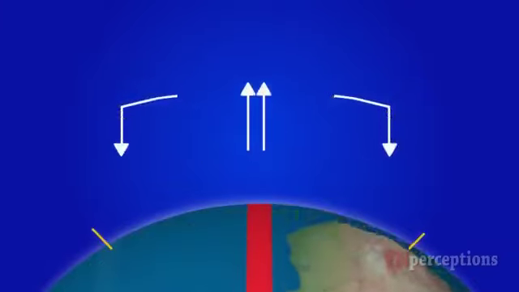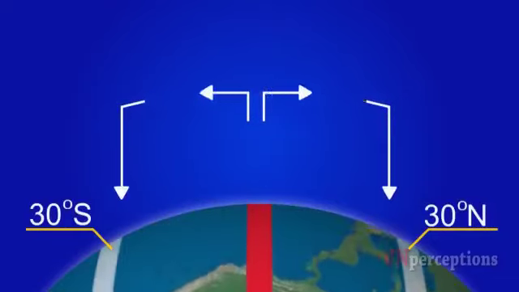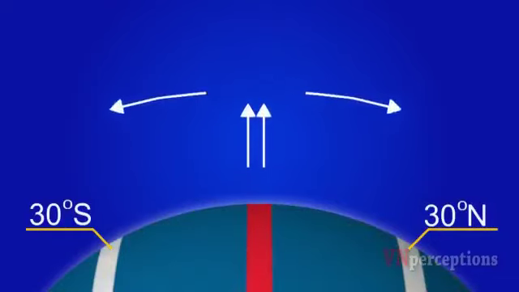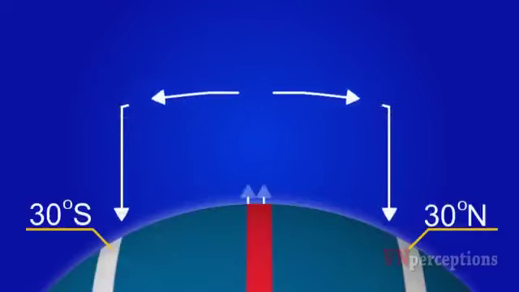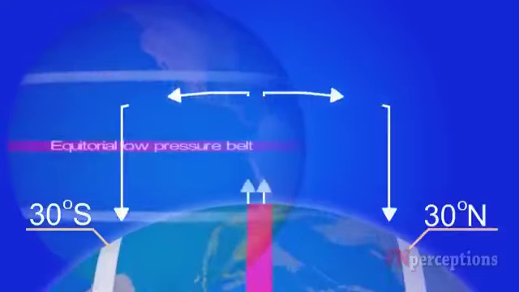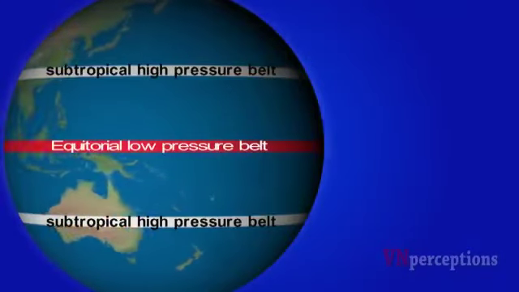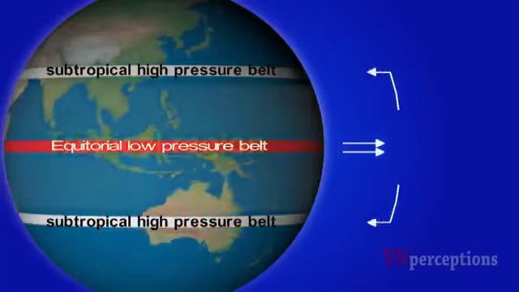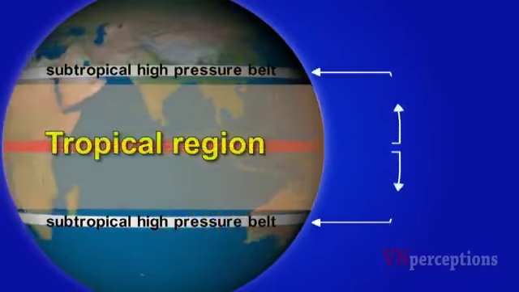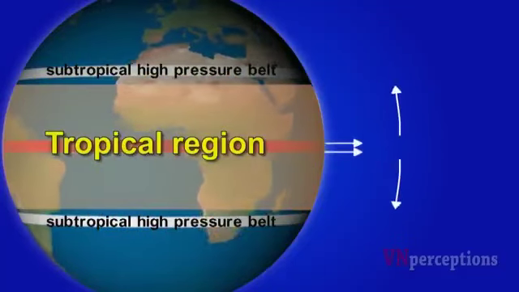So, at around 30 degrees north and south, we have sinking air. This sinking air is cool air, so it forms high pressure systems. These regions are called subtropical high pressure belts because these regions lie outside the tropical region and at the same time adjoin the tropical region.